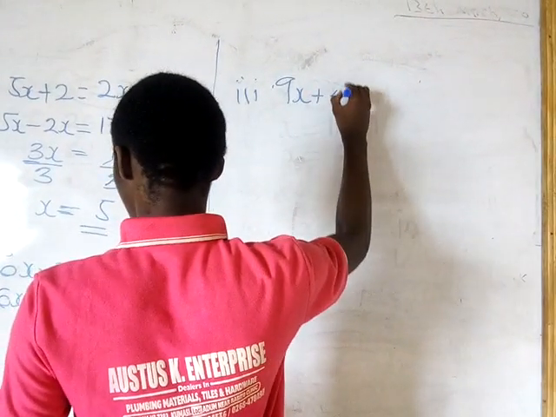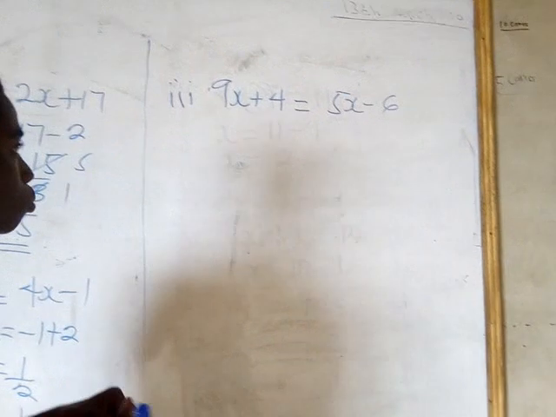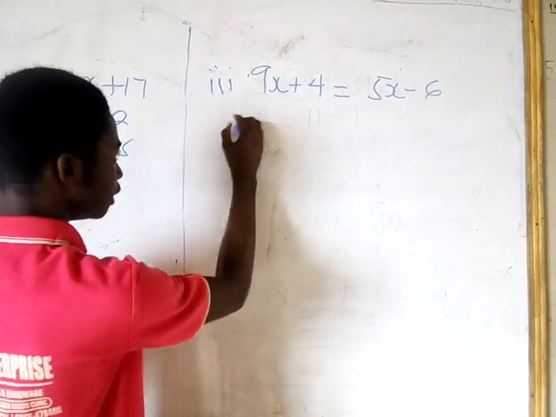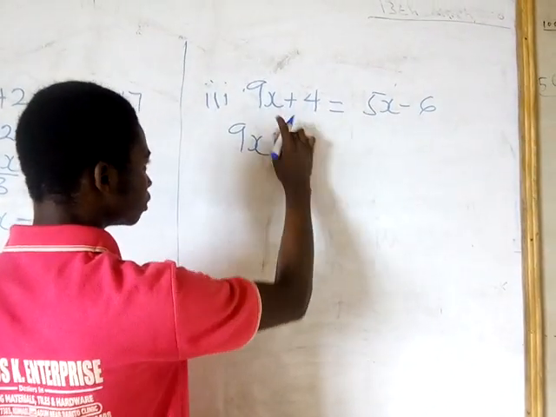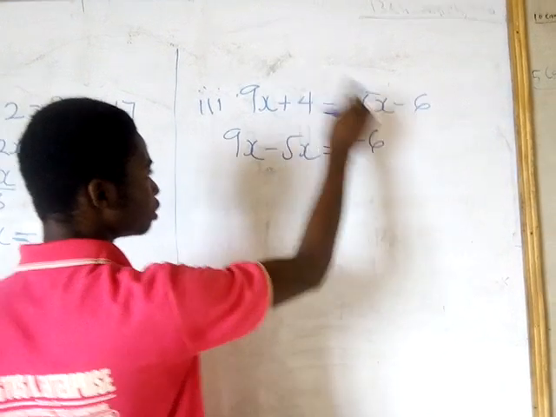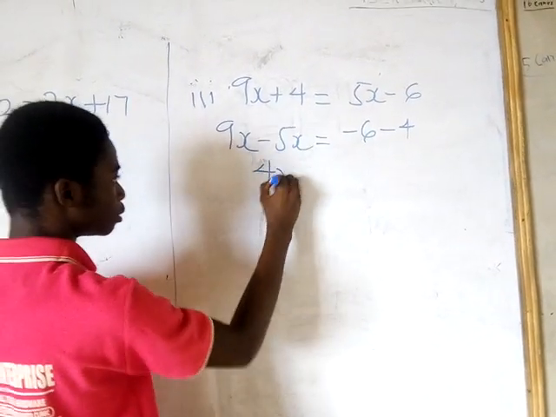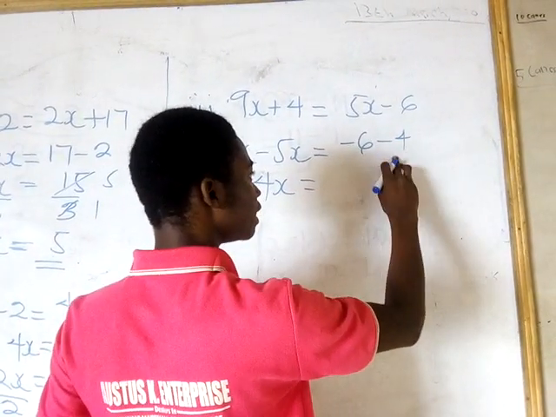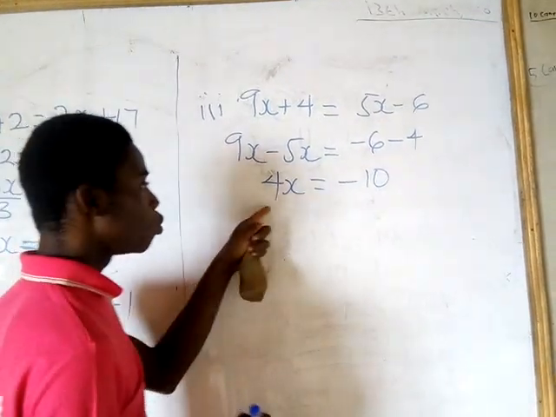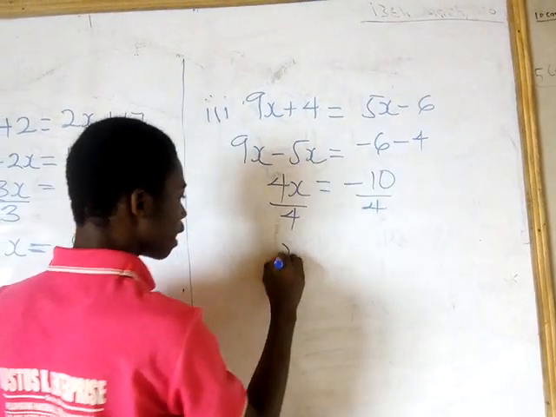9x plus 4 equal to 5x minus 6. Same thing. You group all those with variables at the left side. Those without variables at the right side. So in this 9x, positive 5x crossing becomes negative 5x, equal to negative 6. Positive 4 crossing the equal sign becomes negative 4. So 9 minus 5 is 4x. Then you bring your x equal to negative 6 minus 4 becomes negative 10. Then you divide both sides by the coefficient of x. So the coefficient of x is 4.